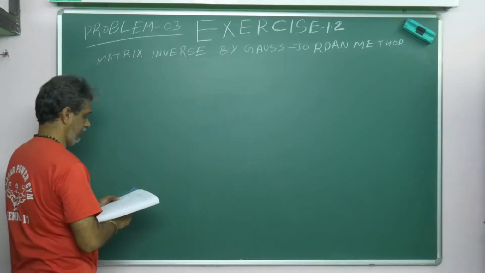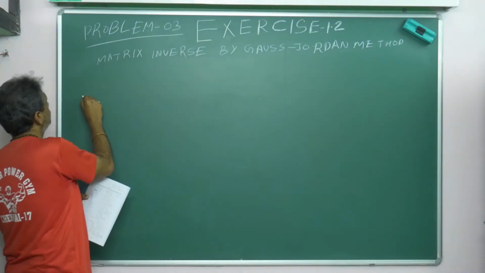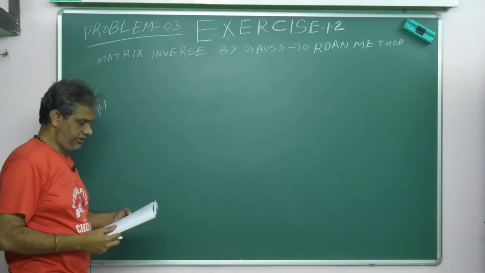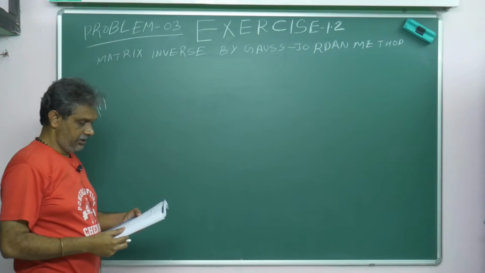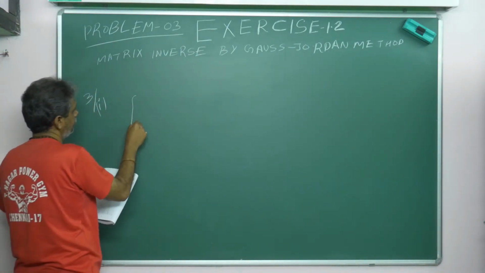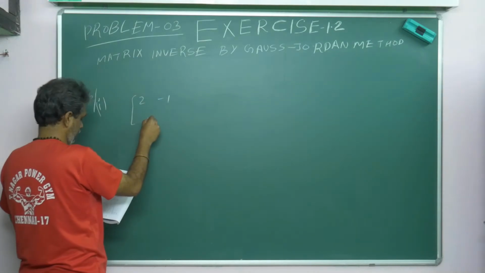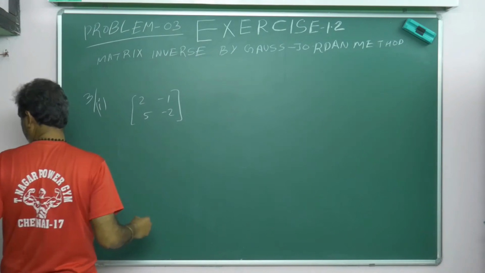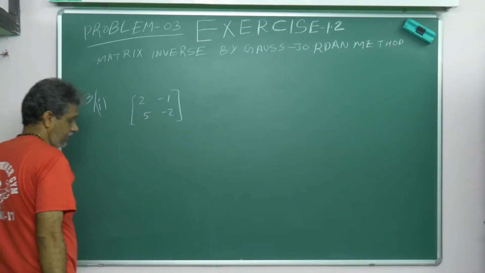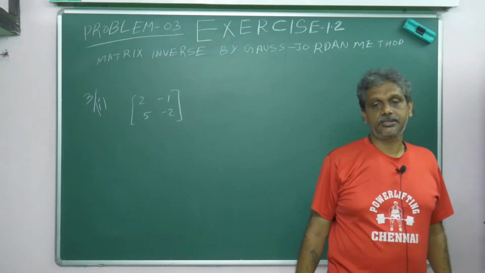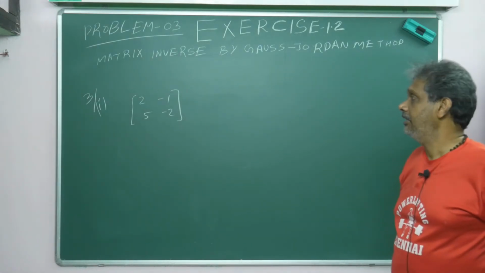In problem 3, what is the first problem? Find the inverse of the following by the Gauss-Jordan method. What is the first problem telling? 2 minus 1, 5 minus 2. It is guaranteed to be non-singular. If it is not non-singular, you are not able to find the inverse.